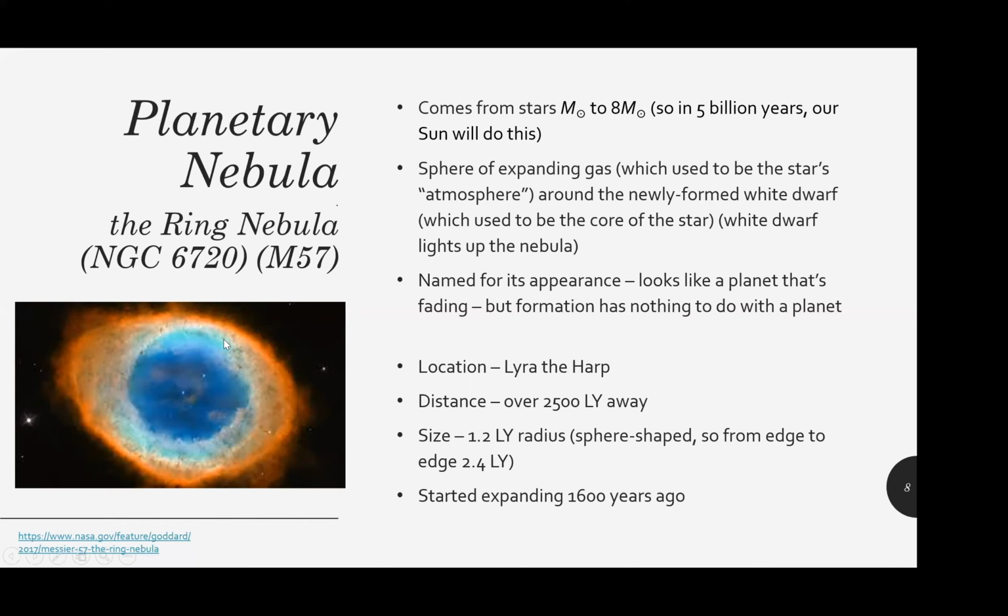So, like we said, the Ring Nebula, this planetary nebula specifically, is in Lyra the Harp, this constellation. It is over 2,500 light years away, and it is about 2.5 light years from edge to edge. And based on our observations of it over the last 100 or so years, we can tell by working backwards that the Ring Nebula started expanding 1,600 years ago.